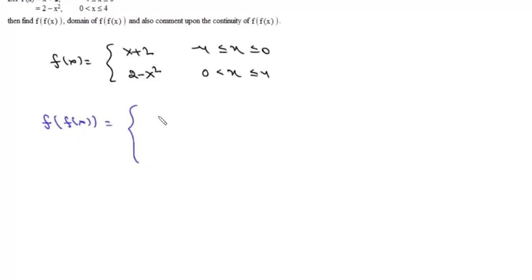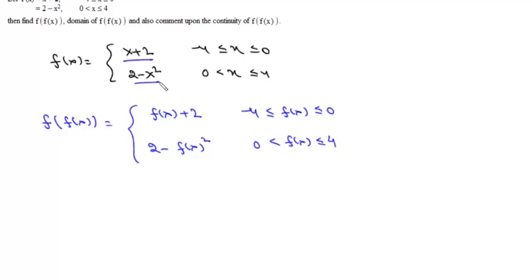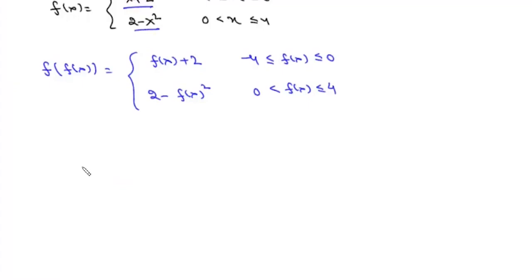Now f of fx is fx plus 2 when fx lies between -4 and 0, and it will be 2 minus fx square when fx is greater than 0 but less than 4. Now we have two definitions of fx. So we'll split this definition in 4 parts. So now we are going to write this definition.